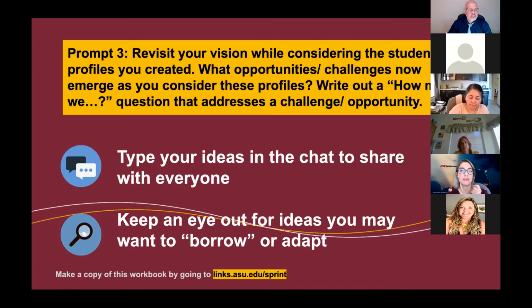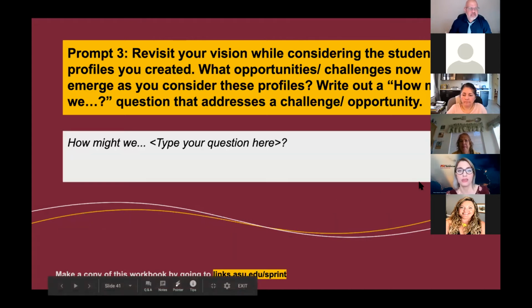How might we help administrators get the messiness of STEAM in a classroom? That's a classic one. That's a great one. Yeah. How might we make them feel smart, empowered, and confident? That's great for the students who maybe struggle in that area.